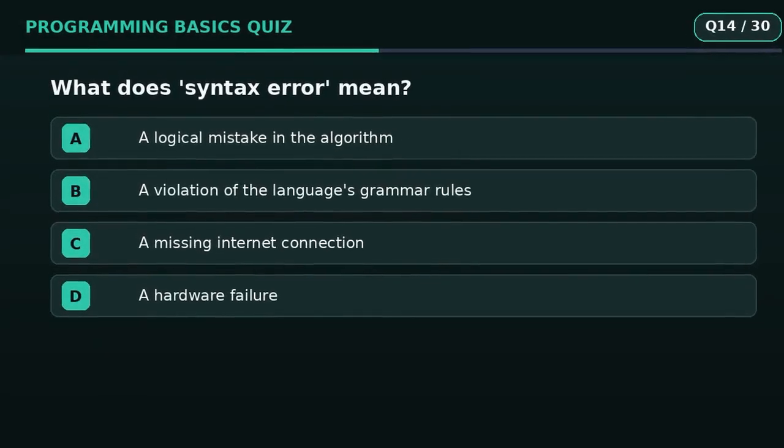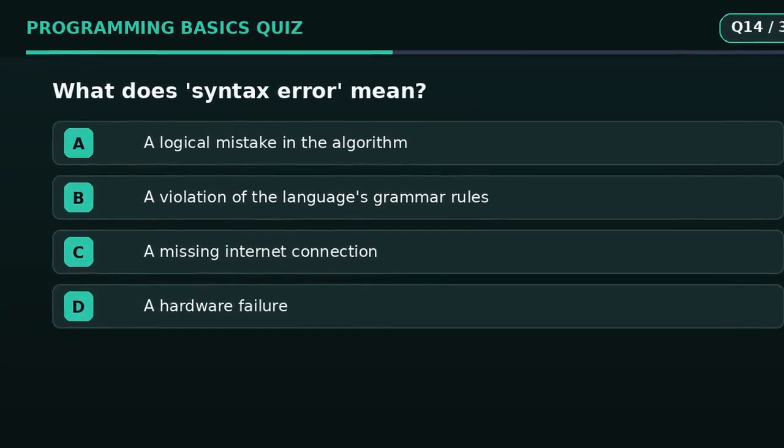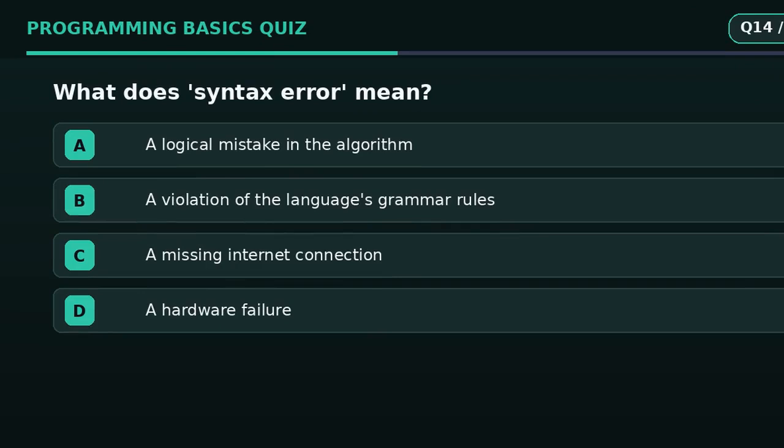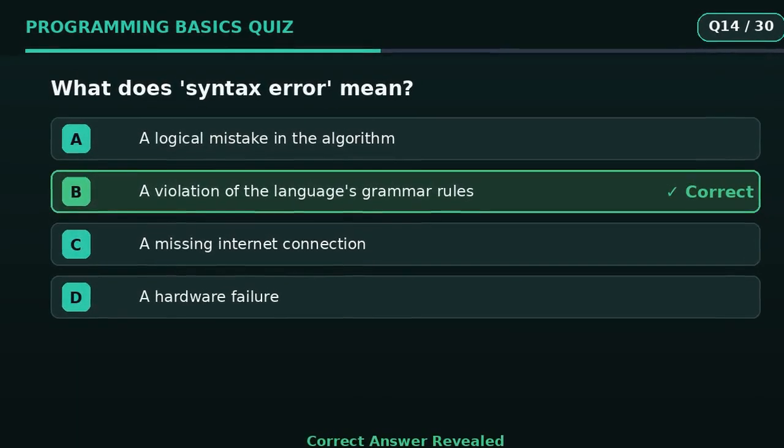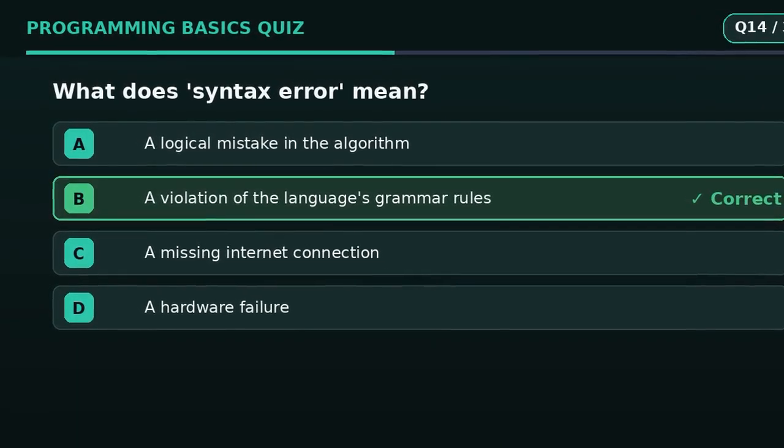Question 14. What does syntax error mean? Option A. A logical mistake in the algorithm. Option B. A violation of the language's grammar rules. Option C. A missing internet connection. Option D. A hardware failure. The correct answer is option B. A violation of the language's grammar rules.